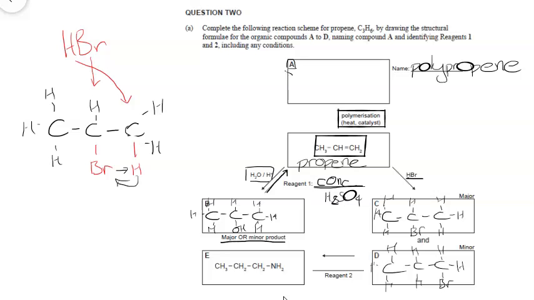Nearly there. Oh, messy. And then the next thing is that we need to know how we get from this 1-bromo-propane into an amine group. An amine. So we need to use NH3 alcoholic. Alcoholic ammonia will get us from a haloalkane to an amine.